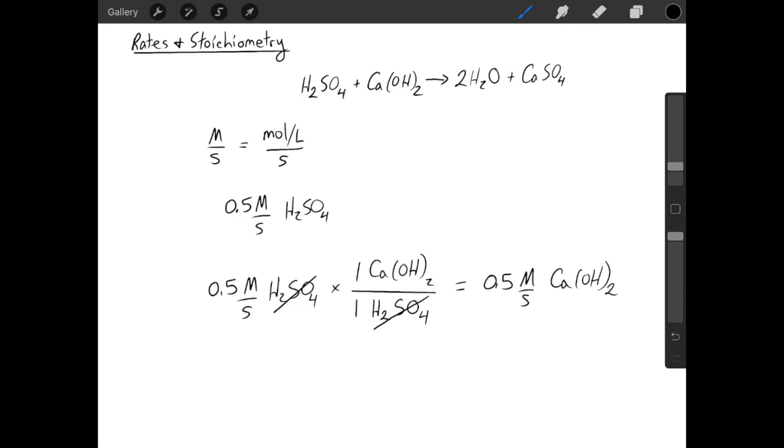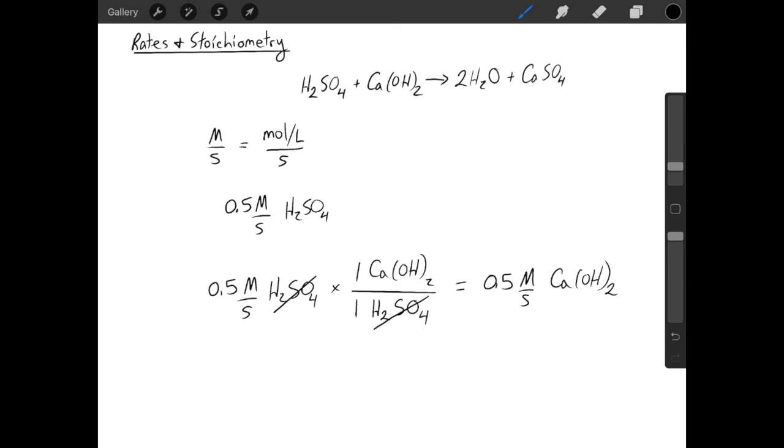When we do this math, we find out that calcium hydroxide's concentration is decreasing at a rate of 0.5 molar per second, which is actually the same rate as the sulfuric acid's. And that makes sense because the balanced equation and the stoichiometry tell you that you need one calcium hydroxide compound to react with every one sulfuric acid. So if your sulfuric acid is decreasing at a certain rate, and the stoichiometric coefficients are the same for both calcium hydroxide and sulfuric acid, the calcium hydroxide also needs to be decreasing at that same rate.